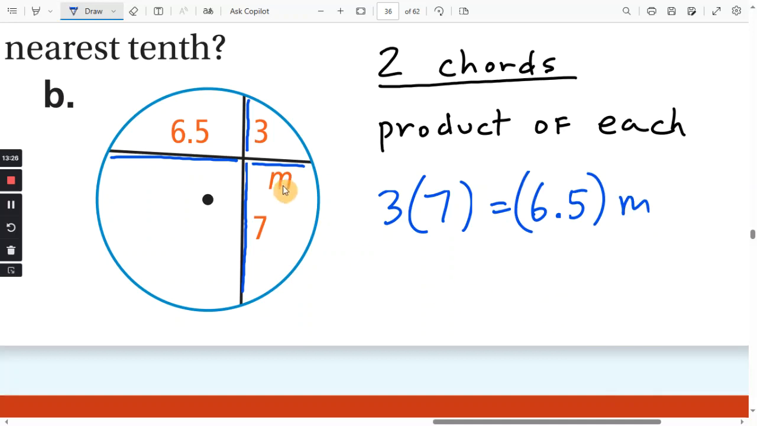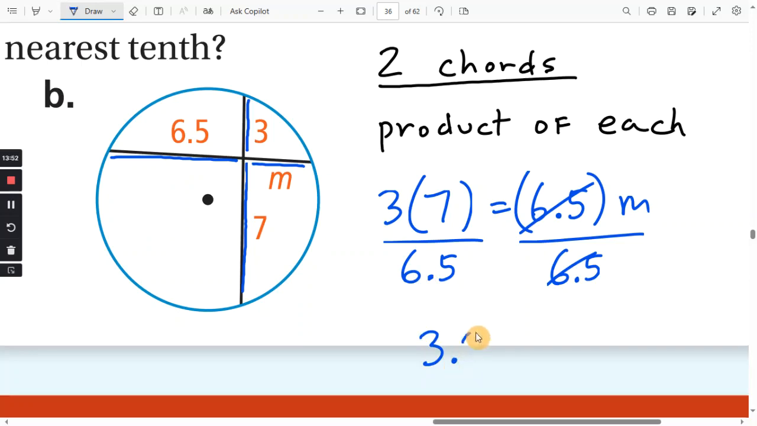All right, solving for m, the opposite of times 6.5 is divided by 6.5. Cancels here on the right. 3 times 7 is 21, divided by 6.5. And I get a big decimal. If I round it off, it is approximately 3.2. So that is for the letter M.